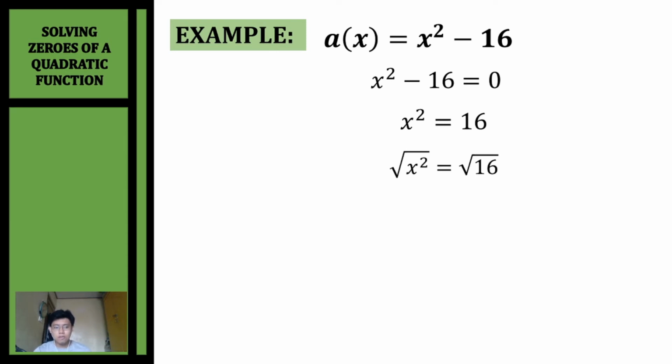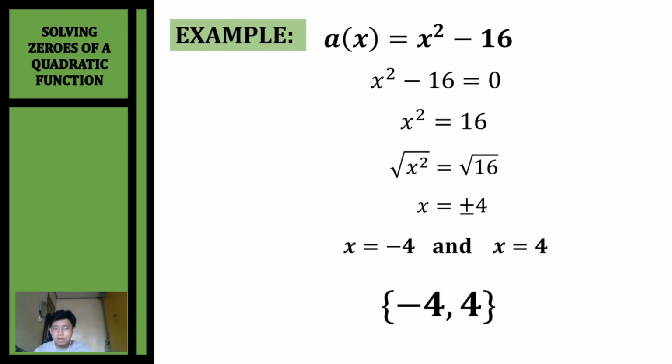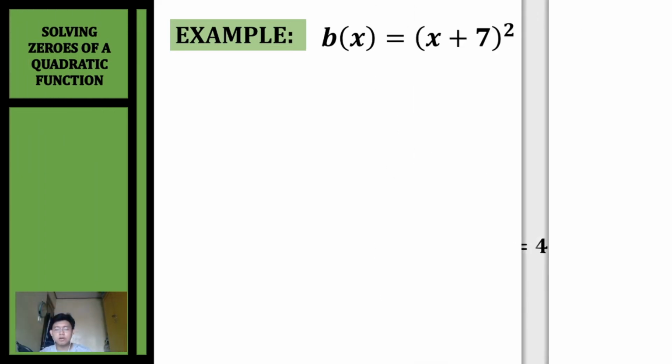So the square root of x squared will be x and the square root of 16 will be positive and negative 4. Again, take note, it is important to indicate both the positive root and the negative root of our radical. We will have x is equal to negative 4 and x is equal to 4. Therefore, our zeros will be negative 4 and 4. Alright, let's have another example.